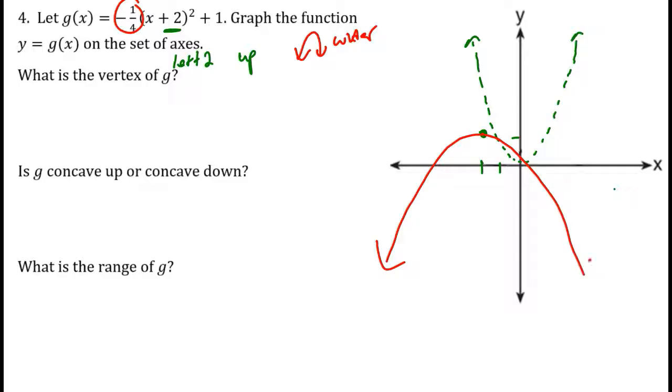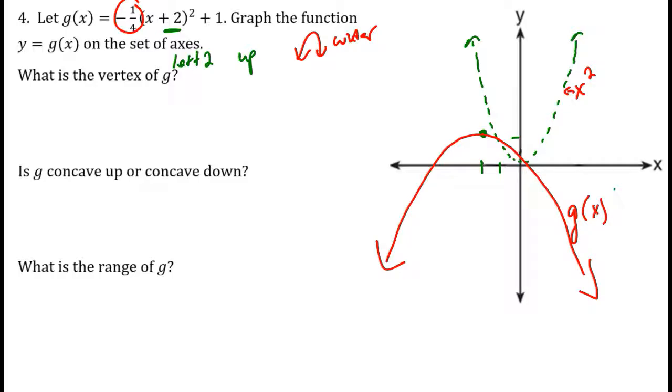Again, this is a complete rough sketch, but it's concave down because a is negative, and it is wider because 1/4 is a fraction between 0 and 1. So that's a sketch of this function just by using my calculator. This is g of x. That's x squared. The green dashed one is the parent function there.